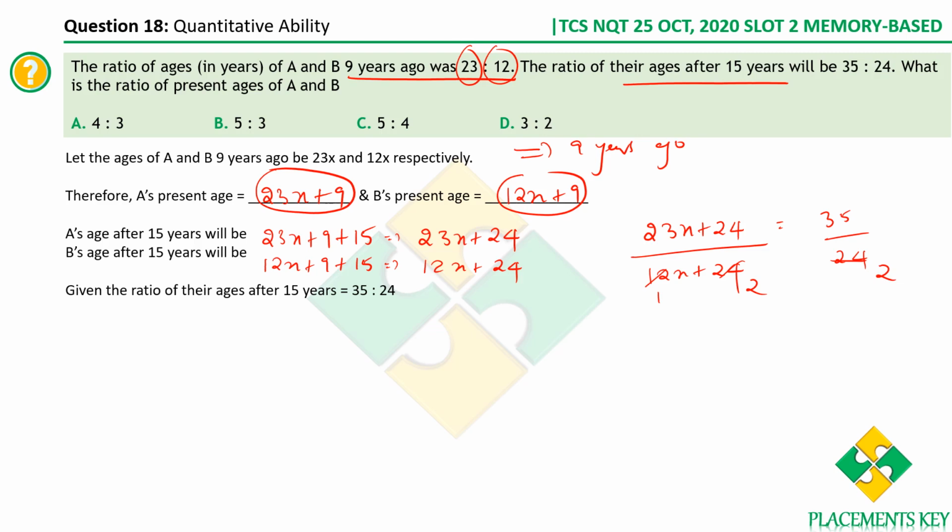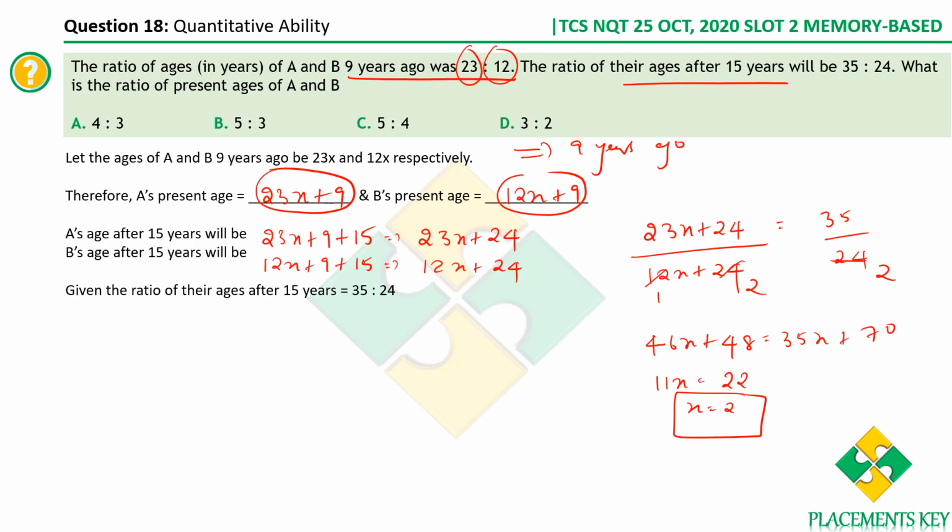So let's cross multiply 2 into this value. So 46x plus 48 is equal to 35 into x, 35x plus 35 into 2, that is 70. So what do we get? We get 11x is equal to 22. So we get the value of x as 2.